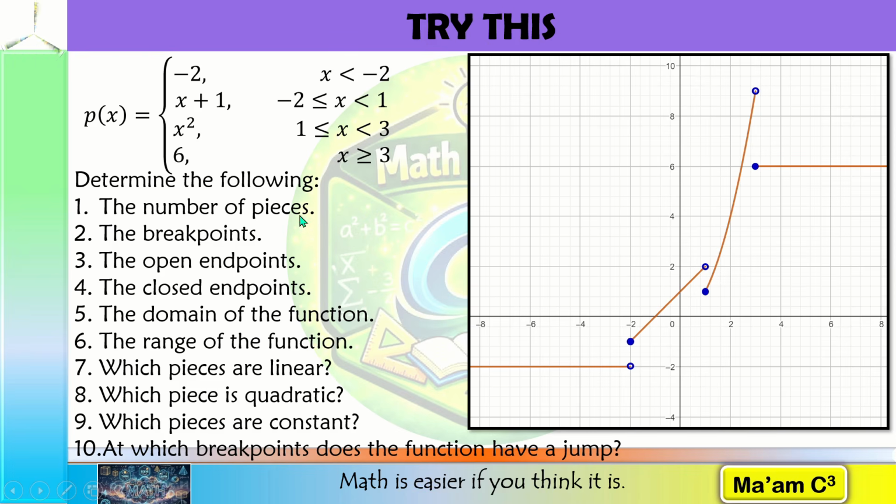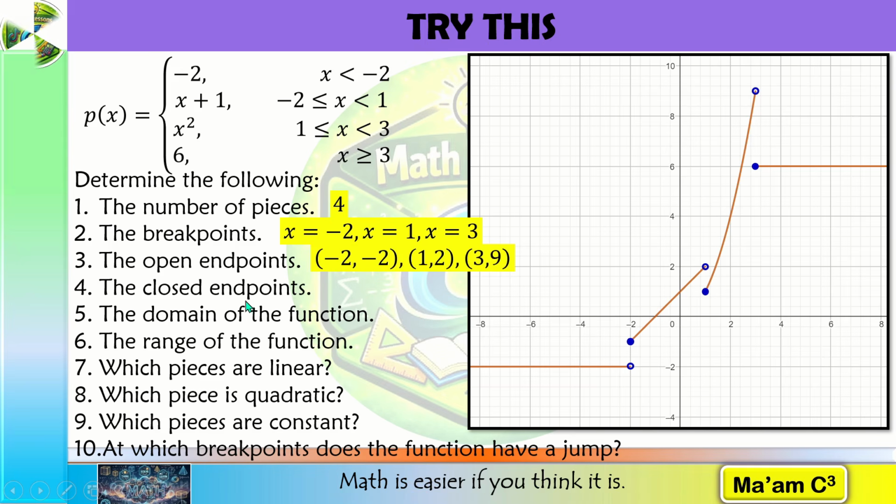Number 1, the number of pieces. How many? 1, 2, 3, 4. So we have 4. Next one, the break points. We had breaks at x equal to -2, at x equal to 1, and at x equal to 3. Next one, the open endpoints. We have here -2, -2, 1, 2, and 3, 9. How about the closed endpoints? We have here -2, -1. We have here 1, 1. We have here 3, 6.